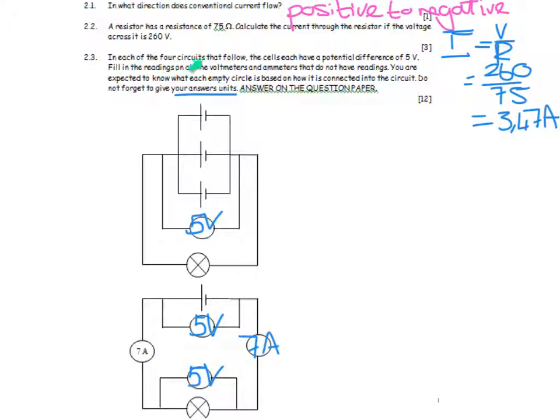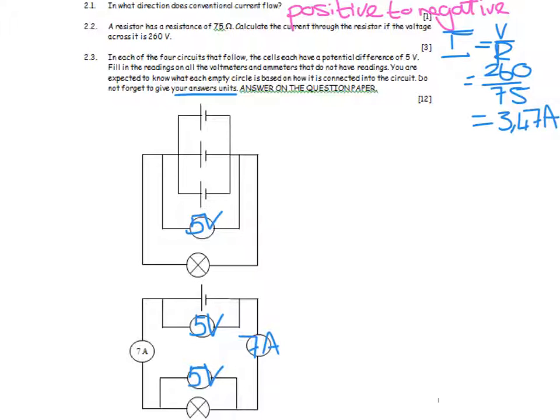Now, in each of the 4 circuits that follow, the cells have a potential difference of 5 volts. You're asked to fill in all the readings on voltmeters and ammeters, and you are expected to know which circle is which based on how it's connected in the circuit. So if it's connected in series, it's an ammeter. If it's connected in parallel, it's a voltmeter. Don't forget to give your answers a unit.